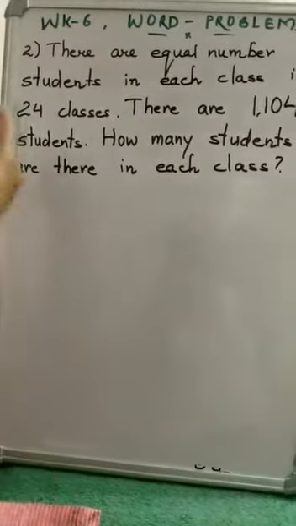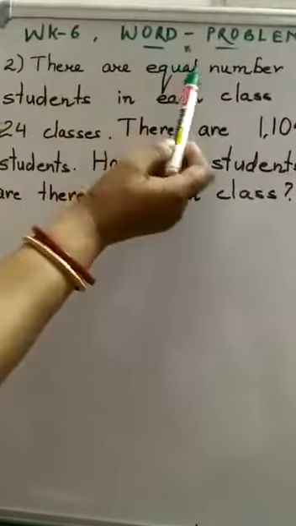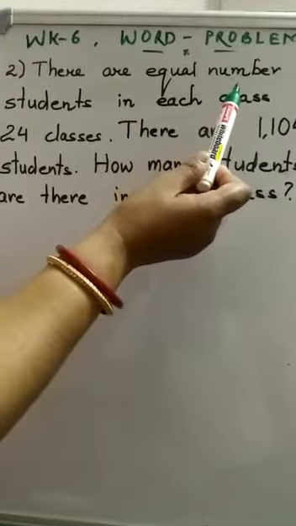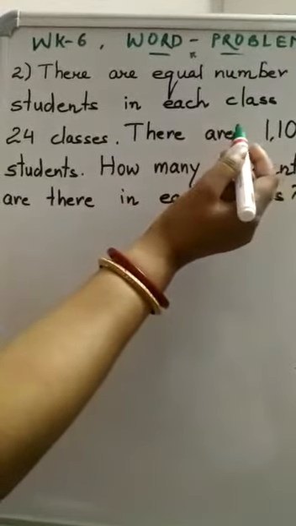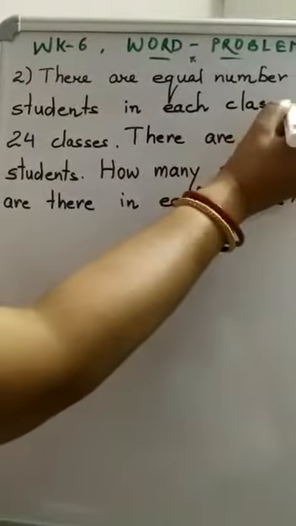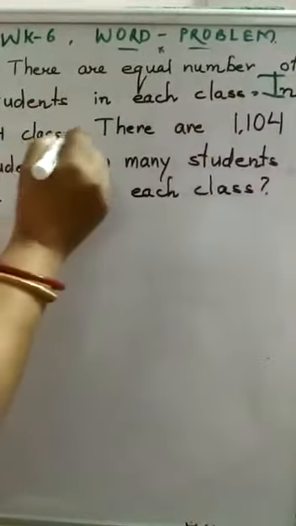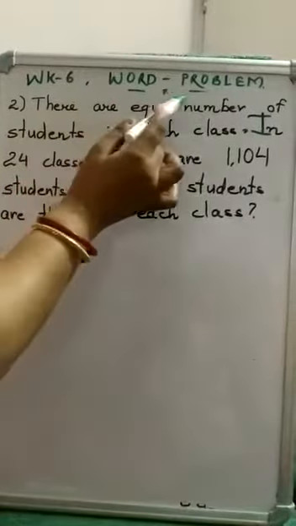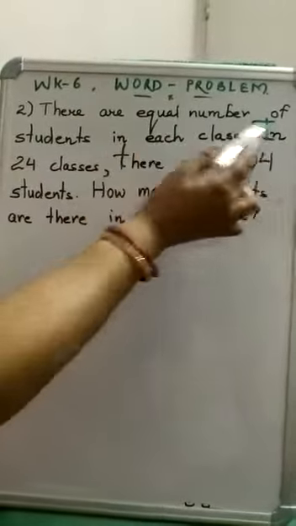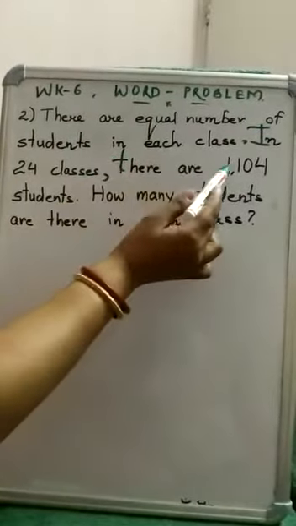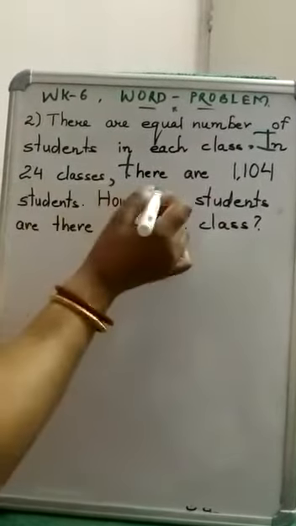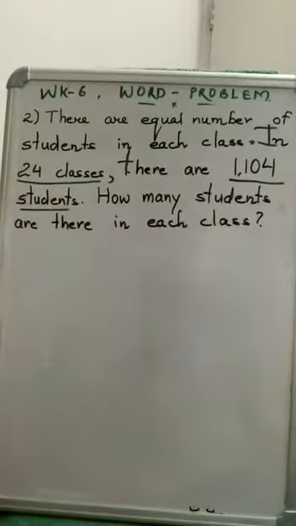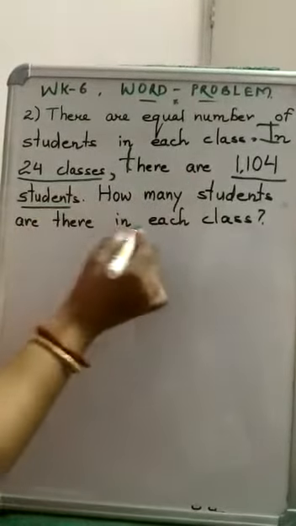Question number 2. Next word problem. There are an equal number of students in each class. In 24 classes, there are 1104 students. How many students? 1104 students. How many classes? 24 classes. How many students are there in each class?